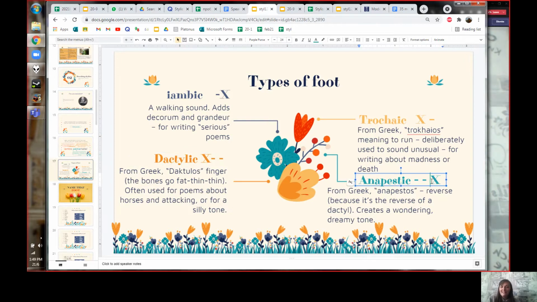The last one is anapestic. I think this one is the one that has the strongest effect on the mood. The word anapestos, it's Greek, it just means backwards or reversing. So the syllables go da-da-da, da-da-da, da-da-da.